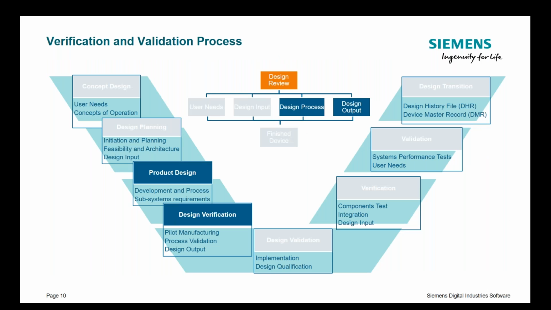Moving further through the V cycle, we approach product design and verification. Focus here shifts away from holistic product architecture and towards subsystem requirements in the product development process. At this stage, one is converting the user needs into design outputs. These will inform the detailed product design.